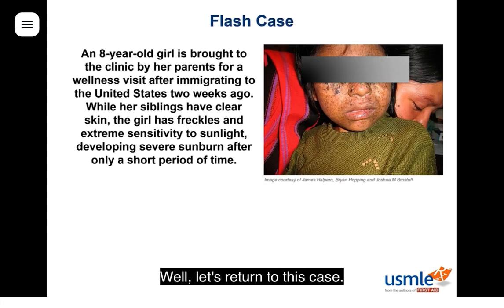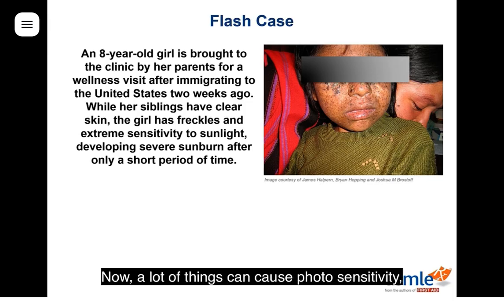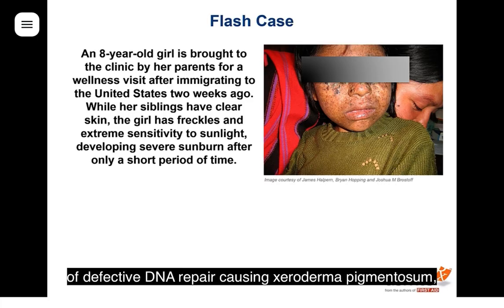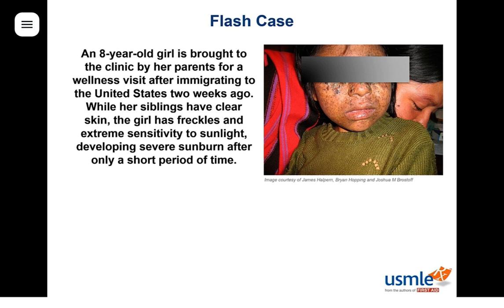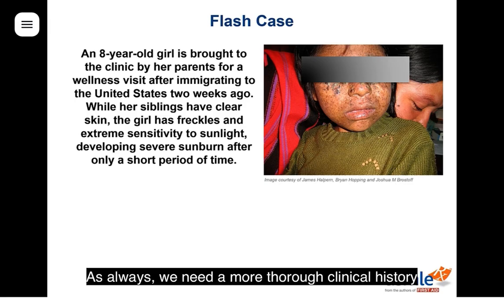Well, let's return to this case. She seems very photosensitive, even has areas of dry skin on her face. Now, a lot of things can cause photosensitivity, especially certain drugs, but we should also consider the possibility of defective DNA repair causing xeroderma pigmentosum, leaving this patient with the inability to repair DNA damage, like the damage that can be caused by UV light. Which specific repair mechanism is defective if this is the case? Yep, it would be nucleotide excision repair. As always, we need a more thorough clinical history and get more details, but this can certainly be a consideration.